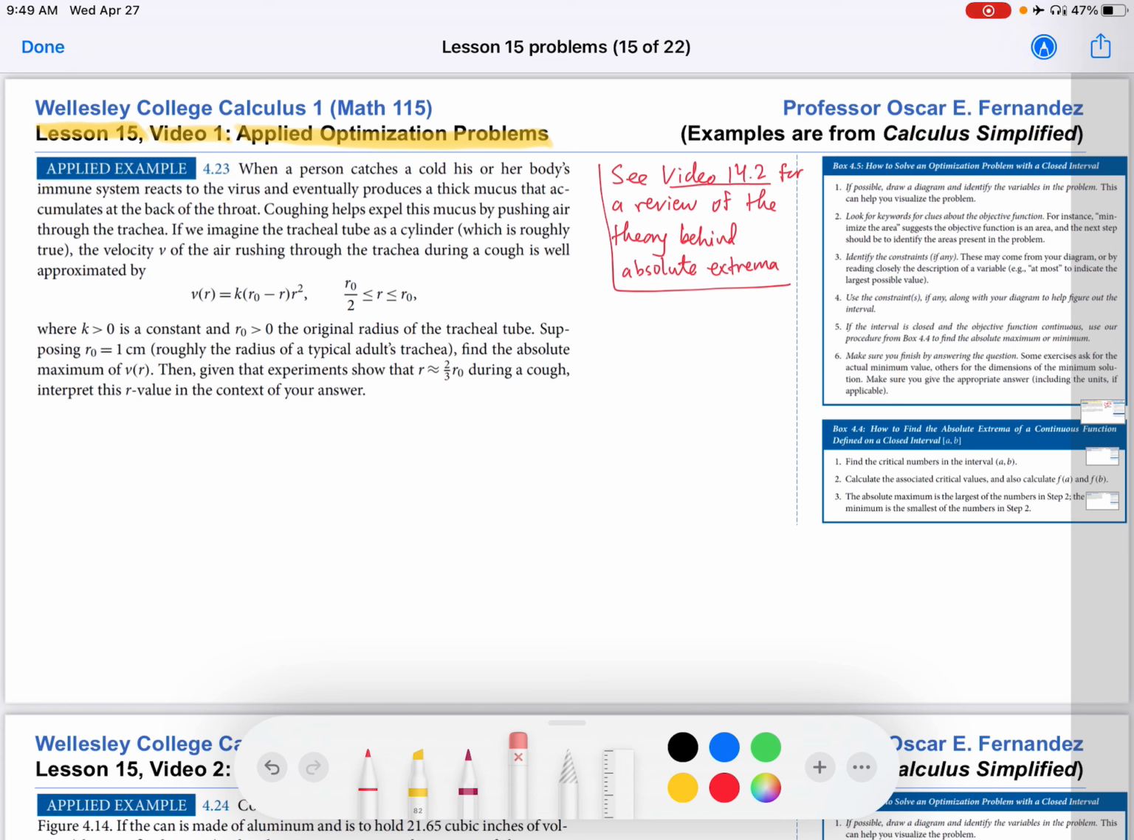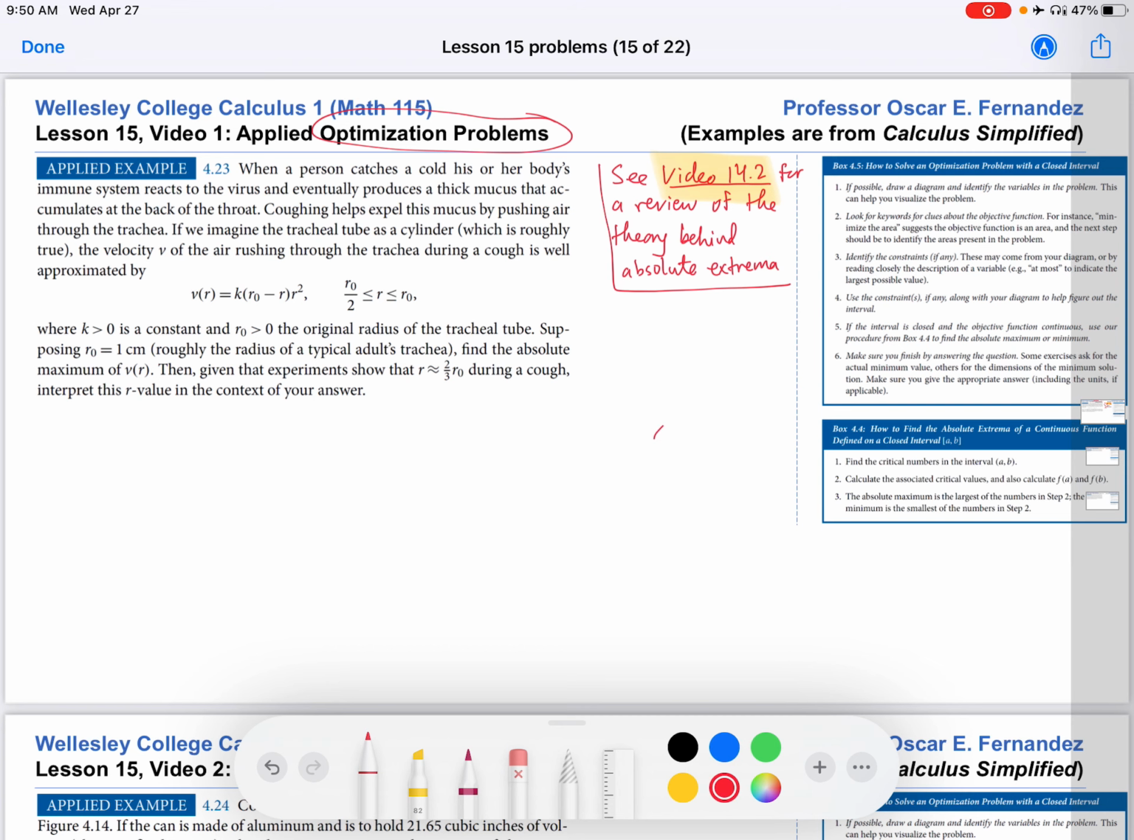This is an example, as we just talked about with the topic heading, of using the optimization theory that we learned in the lesson 14 videos and applying it to some real world examples. So check out video 14.2 for a review of that optimization theory. What we're going to use, for example, are notions of critical numbers, critical points, first derivative test, maybe things like that. So check out that video for a review.